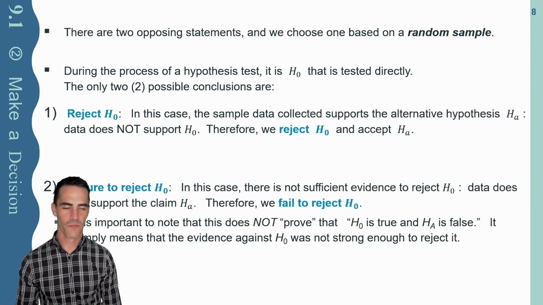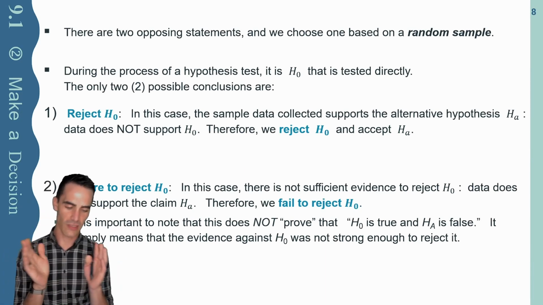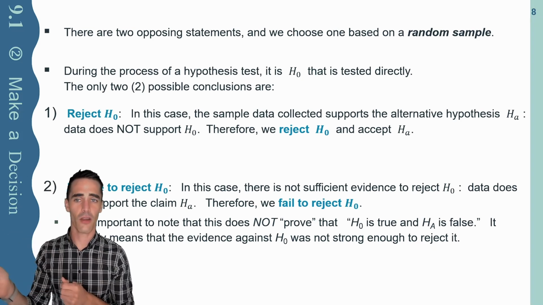How to make a decision though? There's really only 2 decisions to make, and you might think it's either we're right or they're right, but again, they're already assumed to be true.